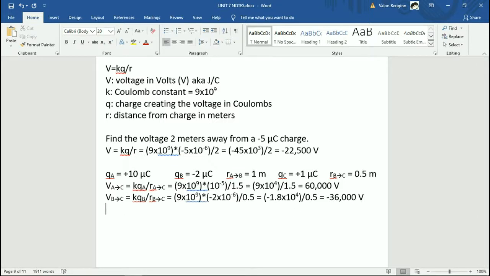So then, what's my total voltage? Well, just easy. Just add them, and I mean actually add them, the way addition works with negatives. So, 60,000 plus negative 36,000. What's your answer? 24,000 volts. That's it. You don't have to worry about direction at all. It's just 24,000 volts. There's your answer.